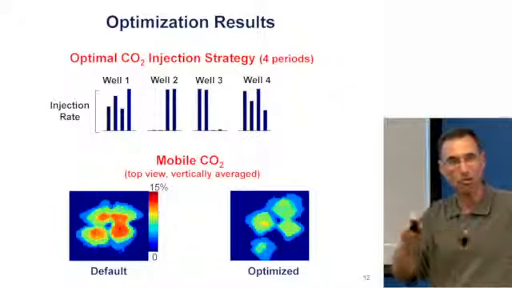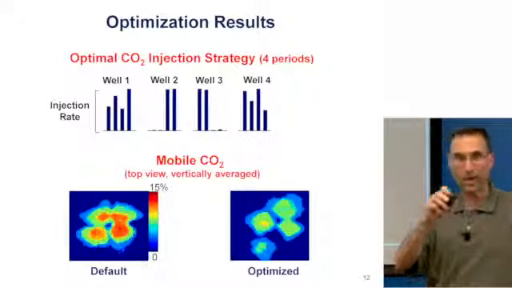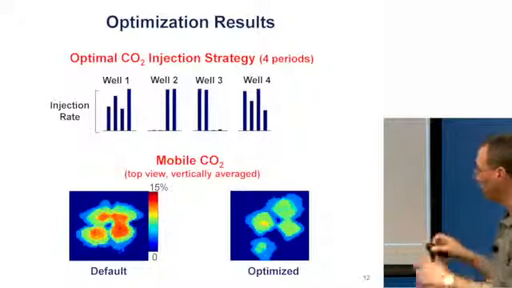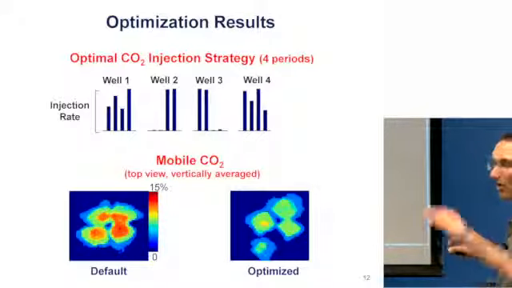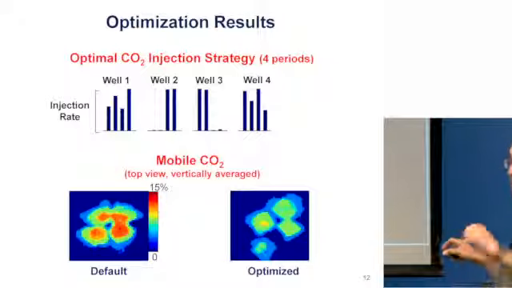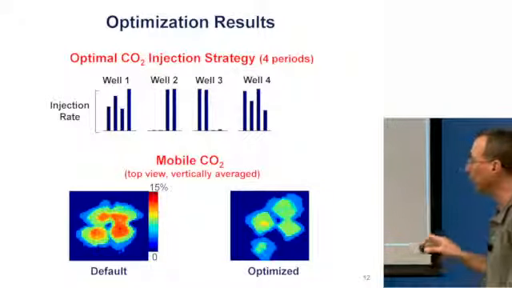So we're not injecting uniformly at all, and by varying the injection rates, we're able to get a safer storage. And what this shows here is the mobile CO2 looking down on the formation. So red is bad here. We would like to not have red because more red means more mobile CO2.